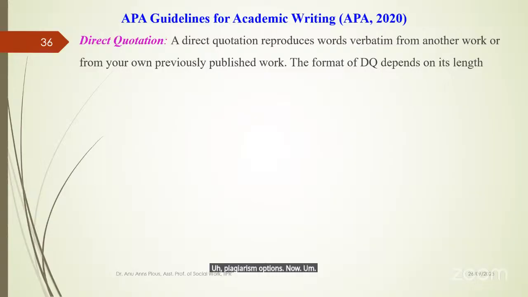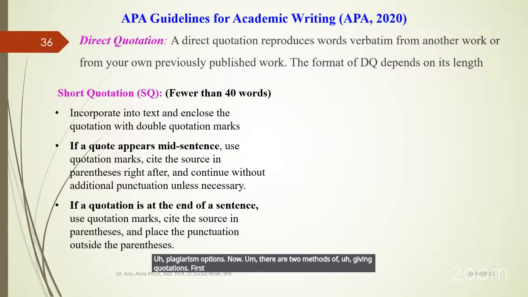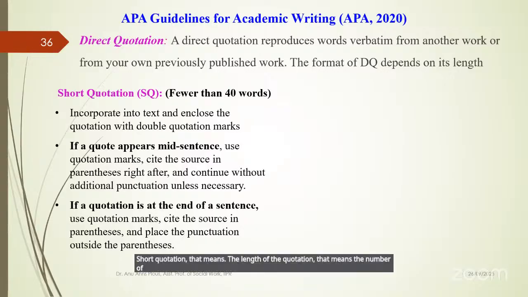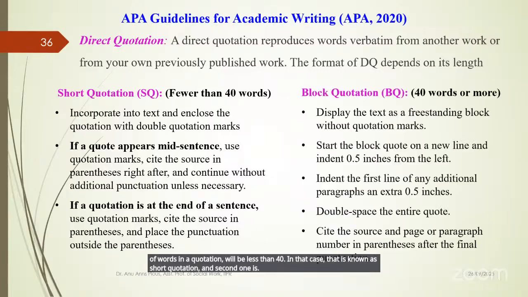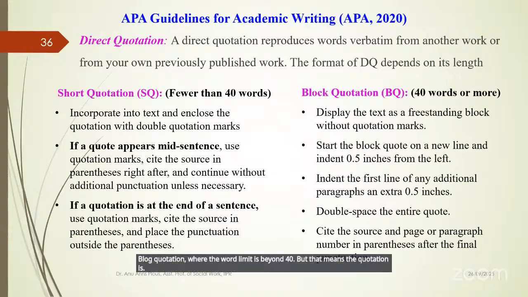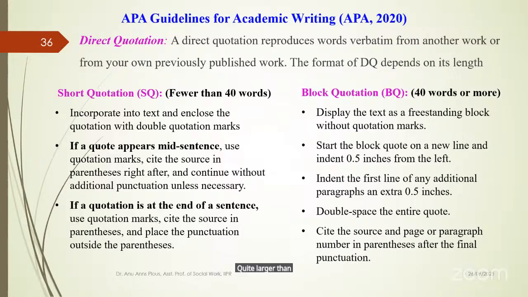Now, there are two methods of giving quotations. The first one is the short quotation, where the number of words in the quotation is less than 40. And the second one is the block quotation, where the word limit is beyond 40 words. That means the quotation is quite larger than the first one.